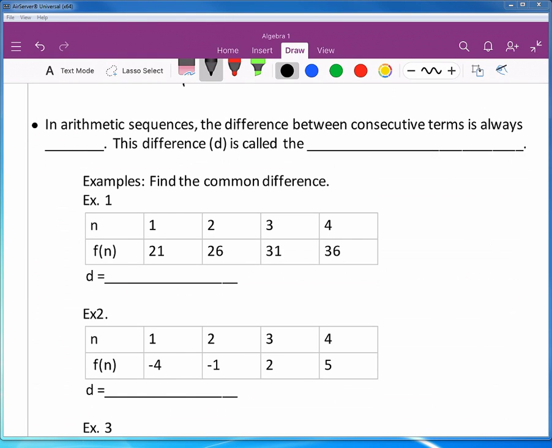Hey guys, this is part 2 of arithmetic sequences. This would have been the back of your notes, okay?